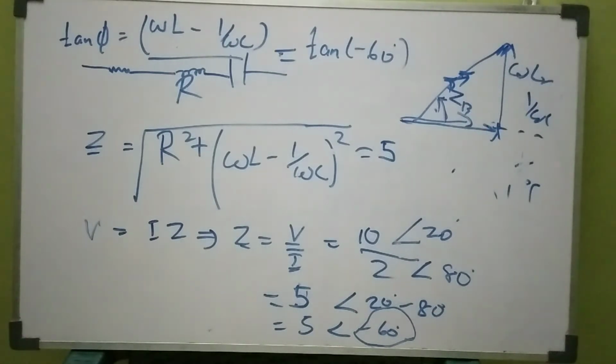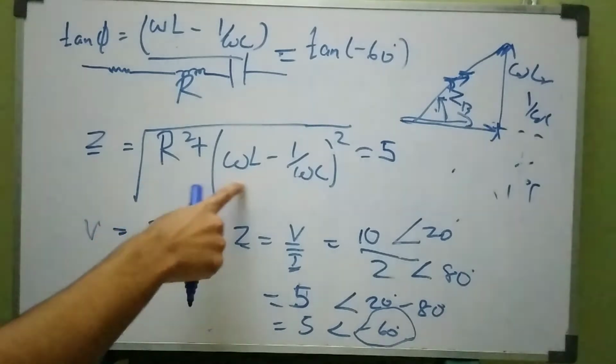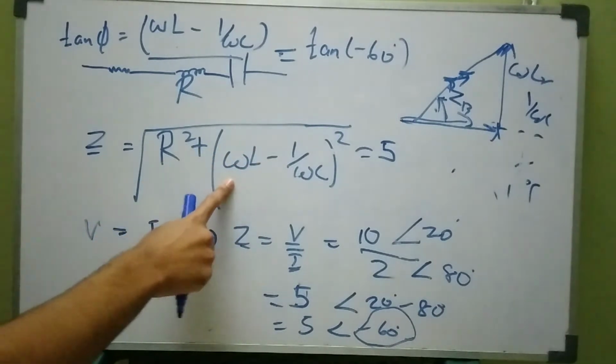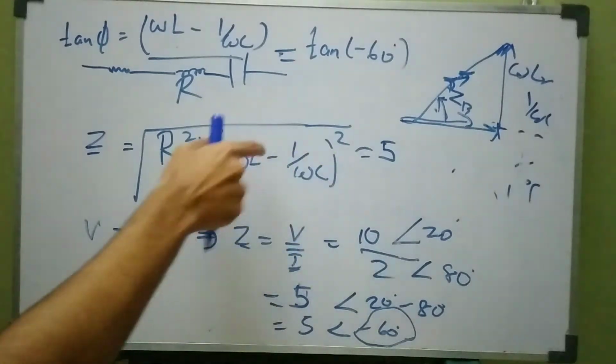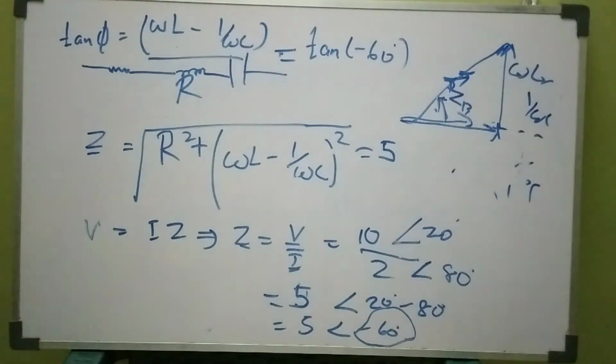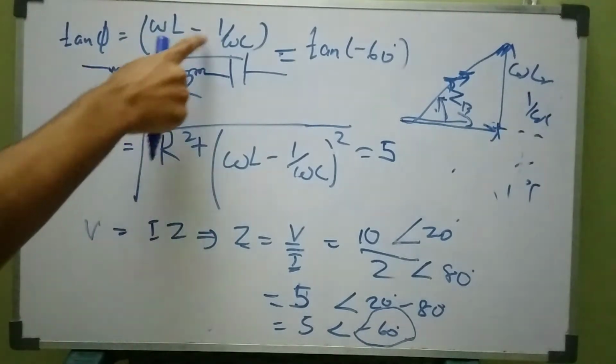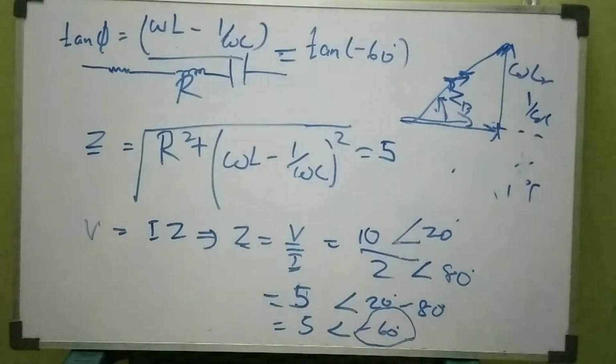If we simplify this, we can get an answer. We can get two equations: R squared plus, if we substitute here the 1000 radian per second, we'll get (1000 L minus 1 over 1000 C) whole thing squared is equal to 5. And the second equation is tan minus 60 would be equal to (1000 L minus 1 over 1000 C) over R. But we have only got two equations, so it's not enough. As I already mentioned, we need to get another equation. So we need to figure out the third equation's data from that question.